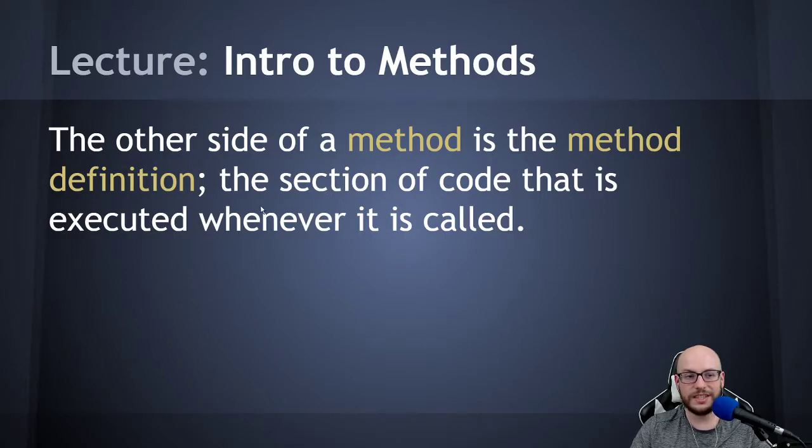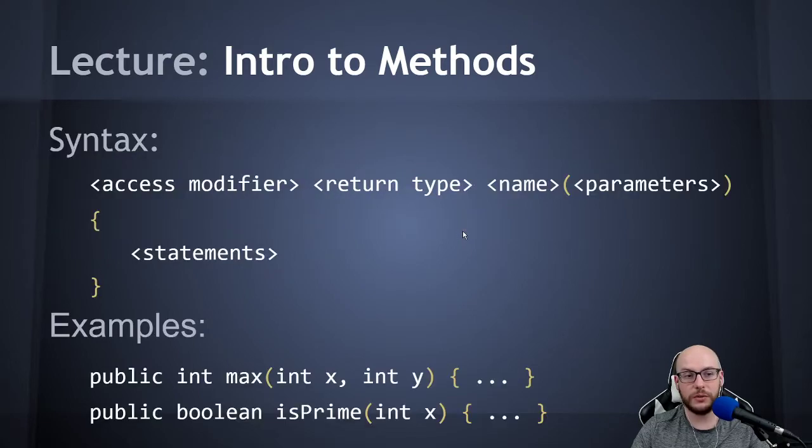The other side of the method that we will talk about is the method definition. The section of code that is actually executed, right? So we're going to take a block of code, we're going to wrap it up, we'll give it a name. That's the method definition. The method call is what tells that block of code to execute.